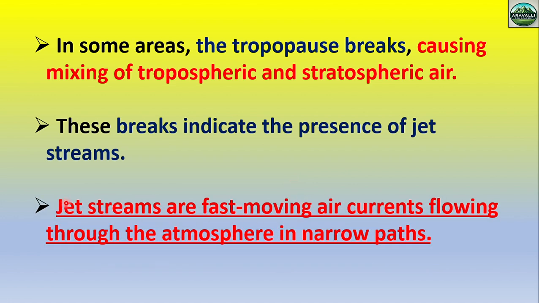And what is a jet stream? Jet streams are fast moving air currents flowing through the atmosphere in a narrow path. In upcoming videos we will cover the types of jet stream, their effects, and all the properties of jet streams. But remember, jet streams are fast moving air currents flowing through the atmosphere in a narrow path. Due to the presence of the jet stream, the tropopause sometimes breaks, and due to this breaking, tropospheric air mixes with the stratospheric air.